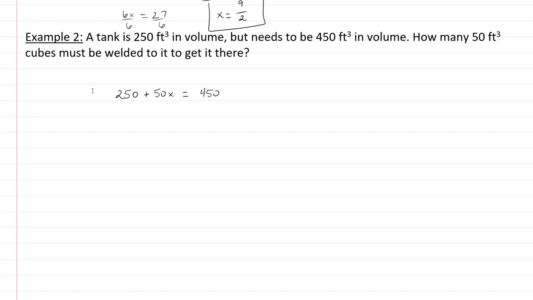So now we have this algebraic equation to solve. We start out by subtracting 250 to get the x term by itself. These cancel, and we're left with 50x equals 200. If we divide both sides by 50, x equals 4. So we need 4 of these cubes to be welded to get it there.